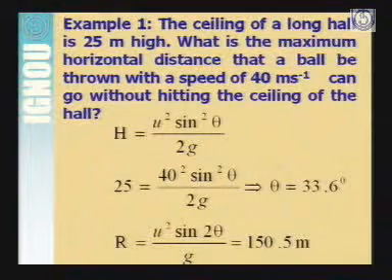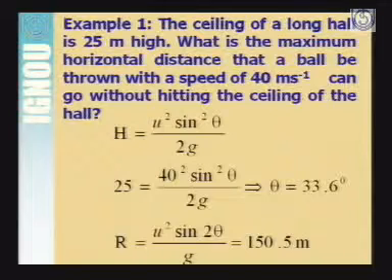So we can easily get the range, that is the distance it will cover horizontally without touching the ceiling of the hall. Here the expression for range R is equal to u square sine 2 theta by g. u is known, theta is already known. So if we put the values of u and theta in this expression, we will get the range R, that is 150.5 meter.